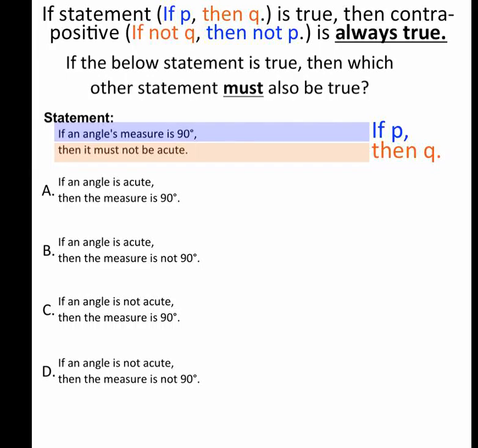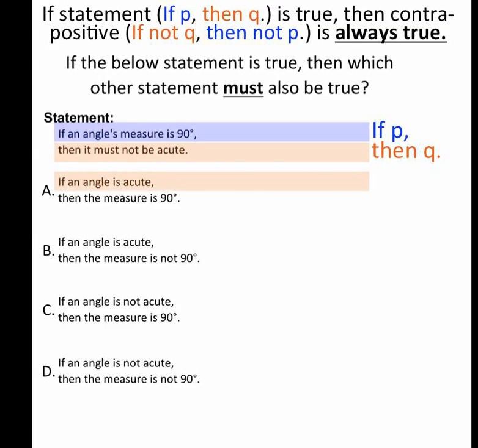So if I want to find the not Q part, I wouldn't say it must not be not acute. I would simply say if an angle is acute. And that would be saying if not Q. So let's go through these and see if we can find if not Q, then not P.